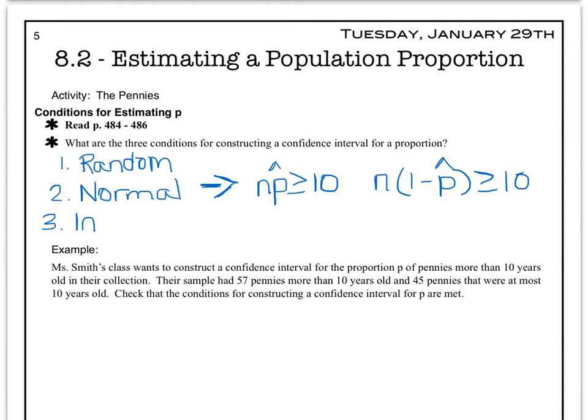And finally, independent. You must either be able to say that they are independent or that the 10% condition applies. Be very wary of problems. Always make sure you check the conditions for a problem. And if there's a problem where all they ask you to do is check the conditions, be aware that sometimes they may want you to say which one's not met. So don't assume that they're always going to give you problems where the conditions are met.